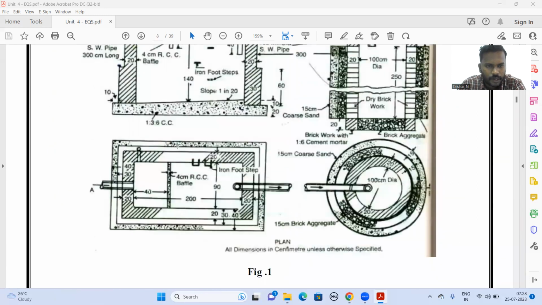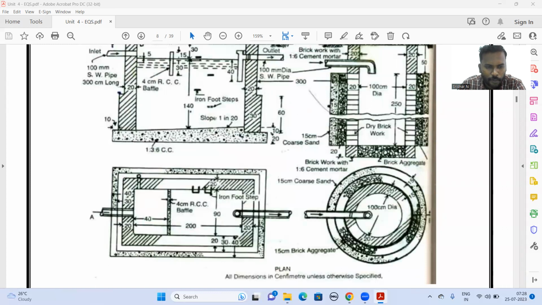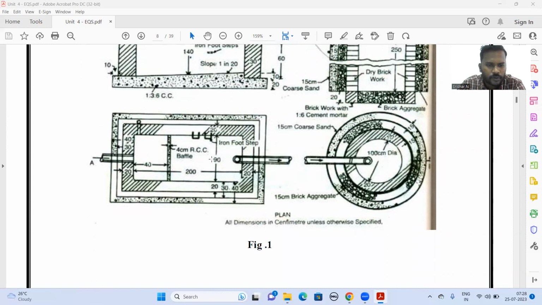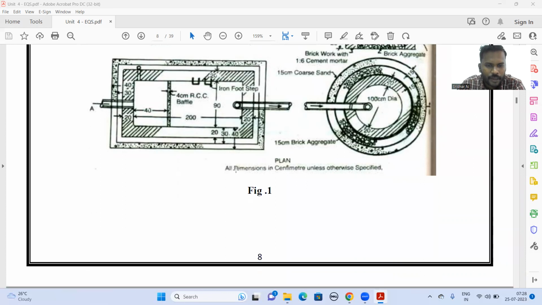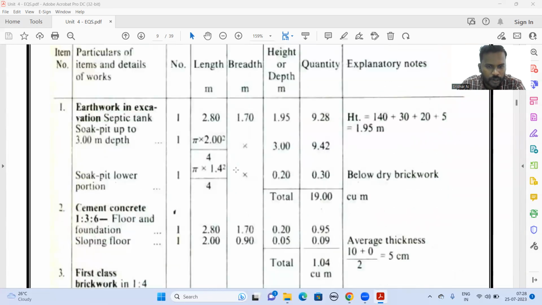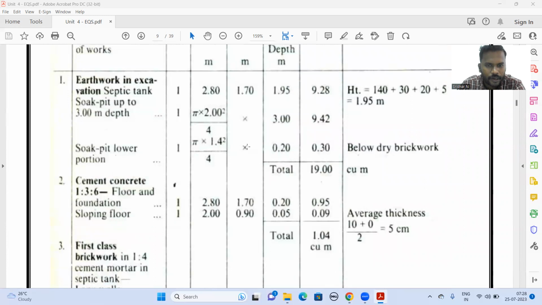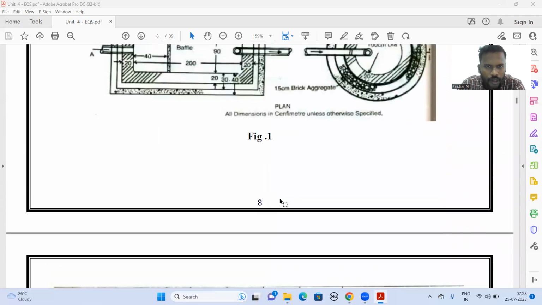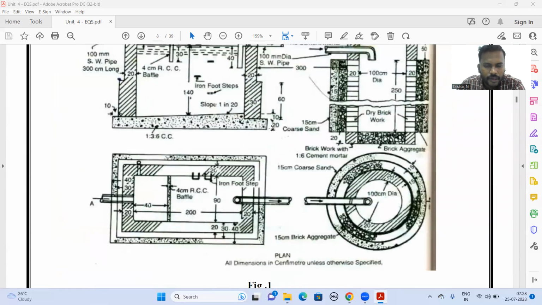Septic tank means here lime concrete is in the bottom portion only. So 20 centimeter only they have given. So length and breadth will be similar to the earthwork only. So the same 2.80 we can take, and the same 1.7 meter we can take. Only the height will be different, because here in the section part they have given the height for the lime concrete as only 20 centimeter.